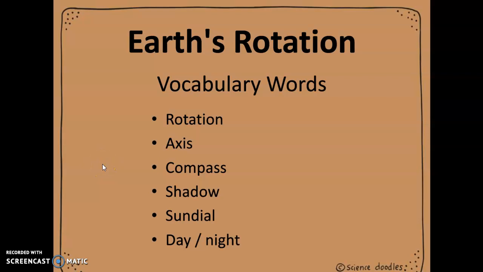Okay, we're going to go over some more vocabulary words. Today we're going to go over Earth's rotation words. They are rotation, axis, compass, shadow, sundial, day, night.